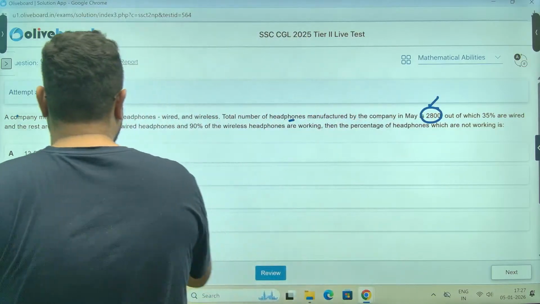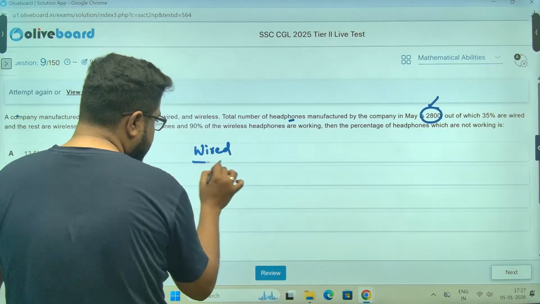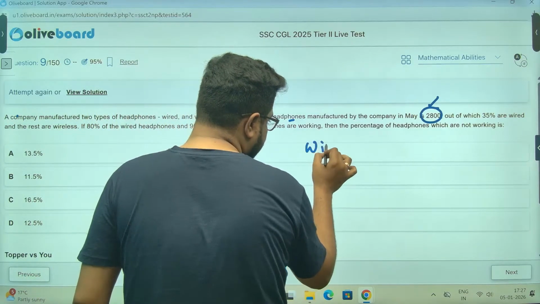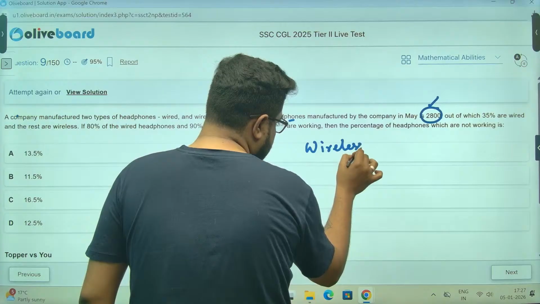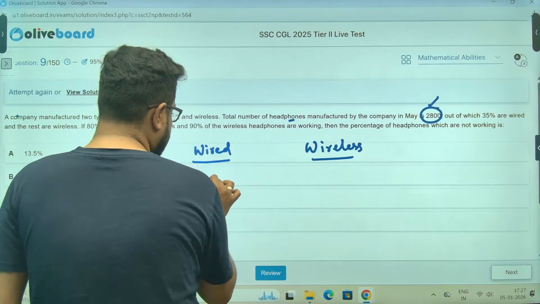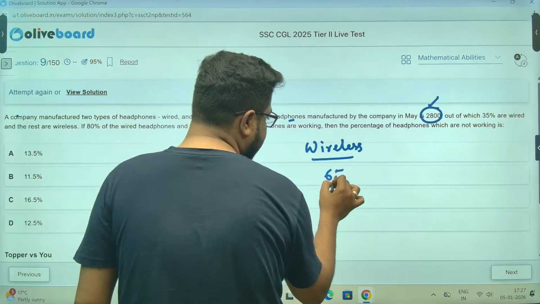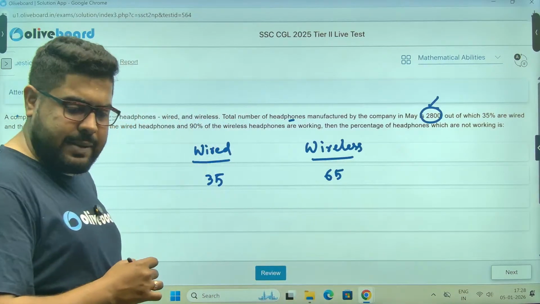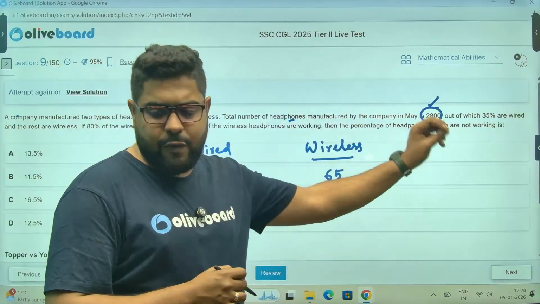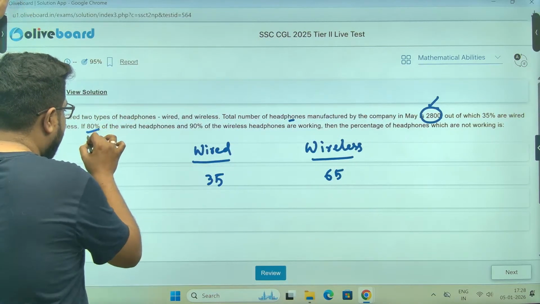35% are wired and the rest are wireless. Sir, wired headphones, wireless headphones. This might be a dummy value. So I'm taking 35 wired headphones, so the remaining 65 will be wireless headphones. I'm just assuming they have manufactured only 100 headphones. Now, 80%, 4/5.